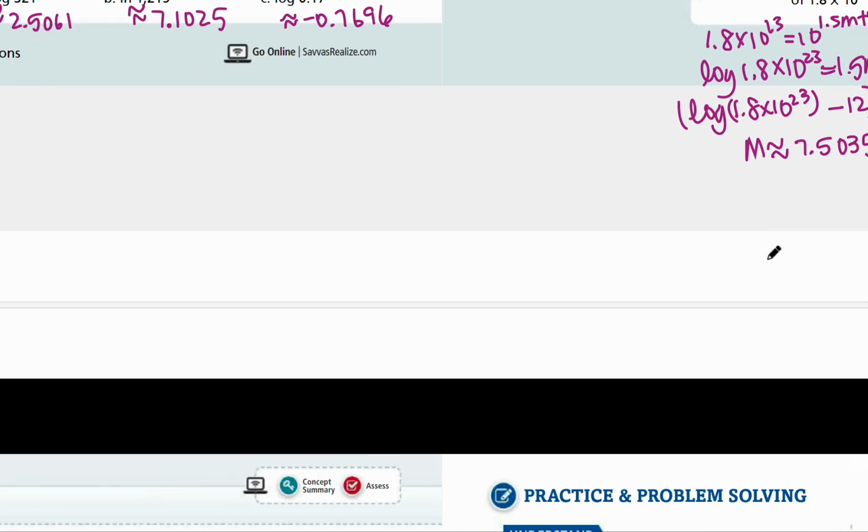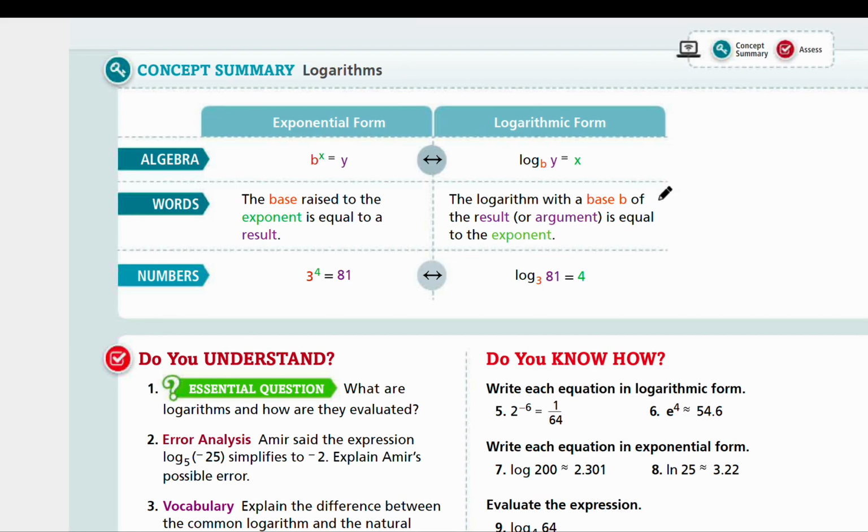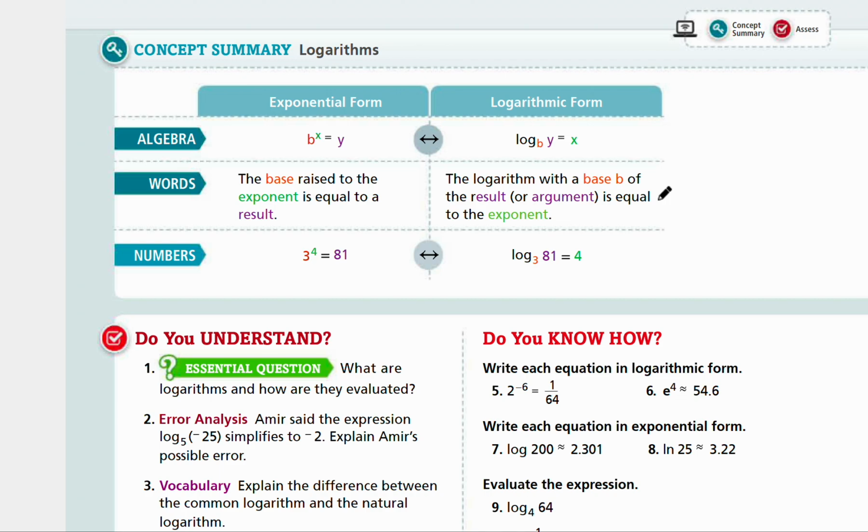And that's the end of our examples today. So let's summarize our lesson. We learned about logarithms. A logarithm is the inverse operation of the exponents, the power. So we can change the form between exponential form and logarithmic form to write the same equation. So using exponential form, we have base b to the power of x equals y, the result y, which is the same as the logarithm form, log base b of y is equal to x.